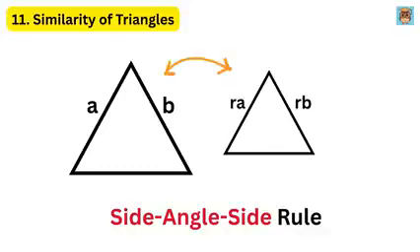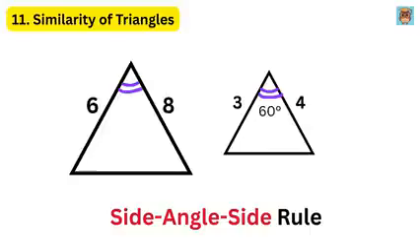If 2 sides of one triangle are in the same ratio as 2 sides of another, and the angle between them is the same, then the triangles are similar. For example, if one triangle has sides 3 and 4 with an angle of 60 degrees between them, and another triangle has sides 6 and 8 with the same 60-degree angle, they are similar because 6 is twice of 3, and 8 is twice of 4.